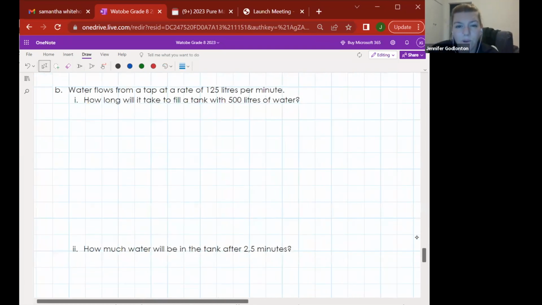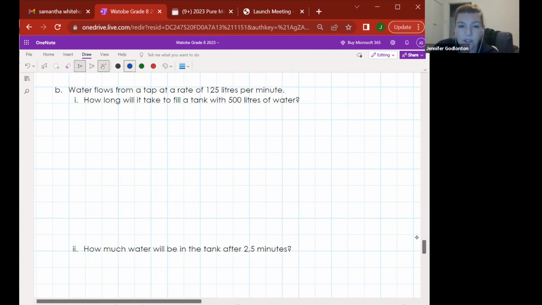Okay, water flows from a tap at a rate of 125 liters per minute. So water is flowing from a tap at a rate of 125 liters per minute. How long will it take to fill a tank with 500 liters of water?